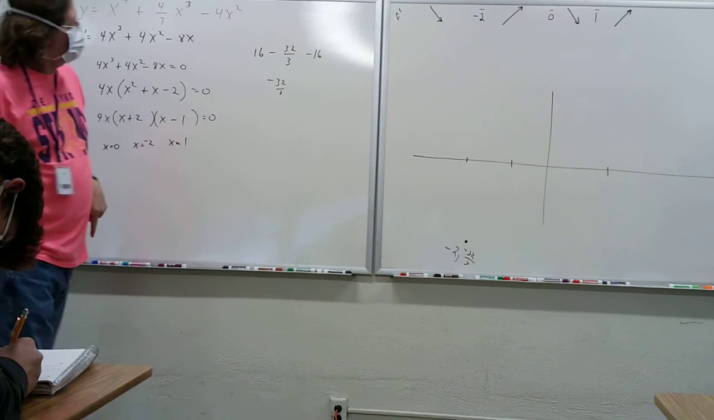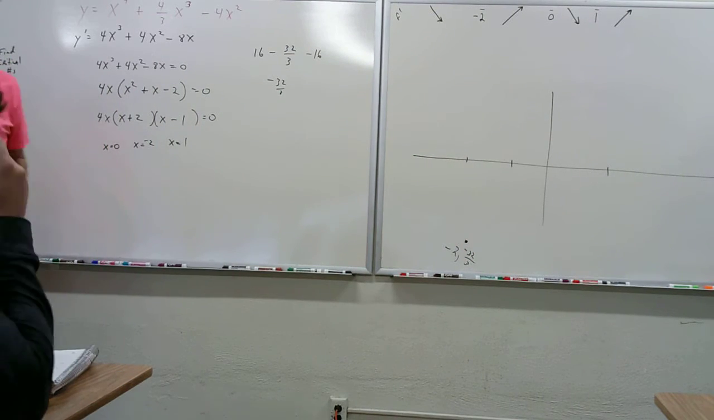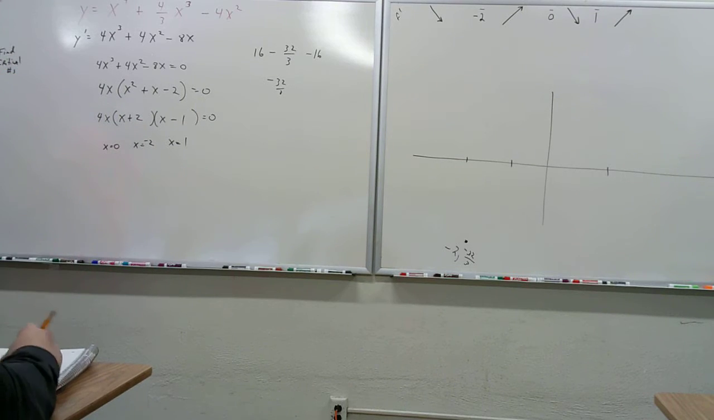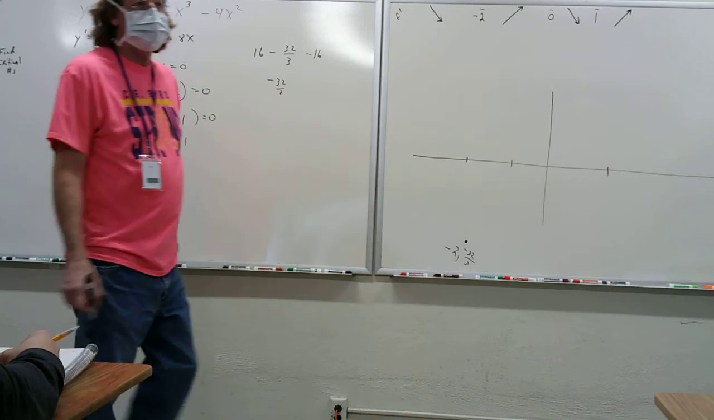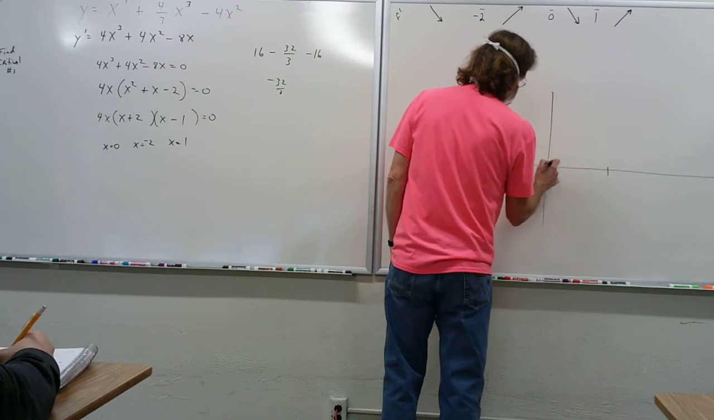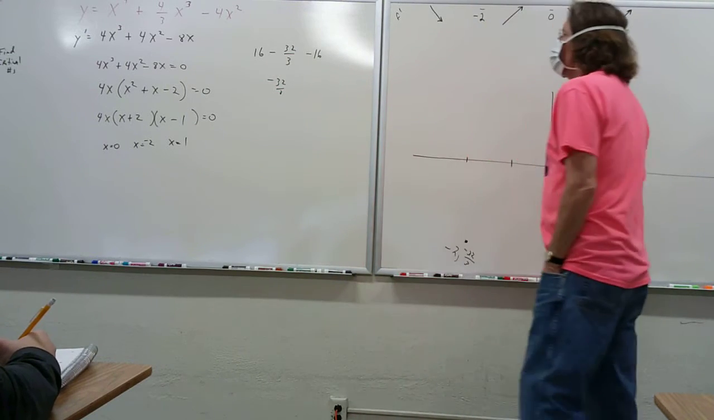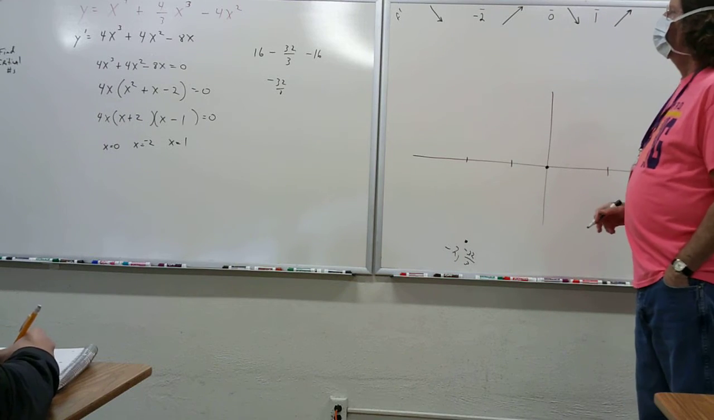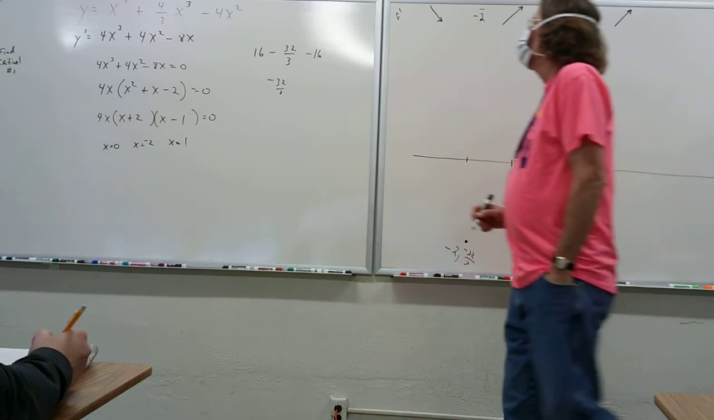Now, I want to find out where it's at when x equals 0. Put 0 in the original, and what do you find? 0. So it naturally goes through the origin. Then I know it turns around and it goes back down until x equals 1. And if I put 1 in there, I get 7.